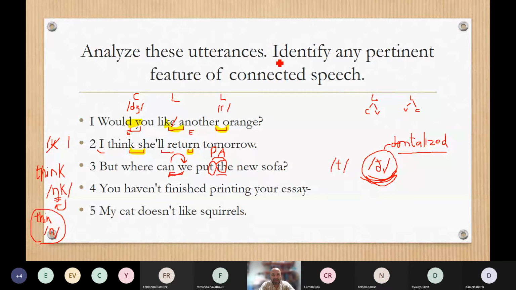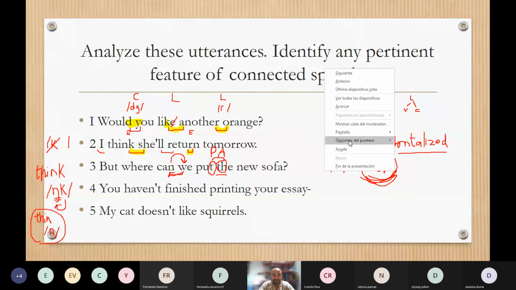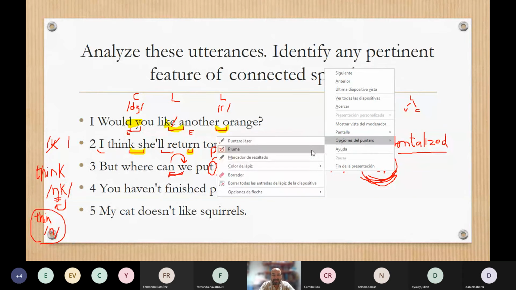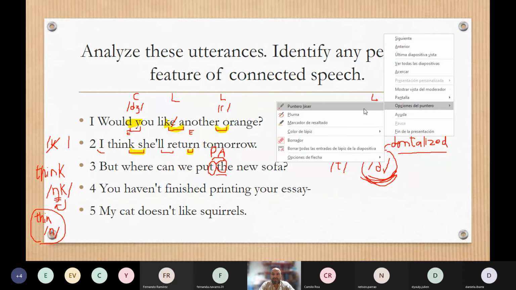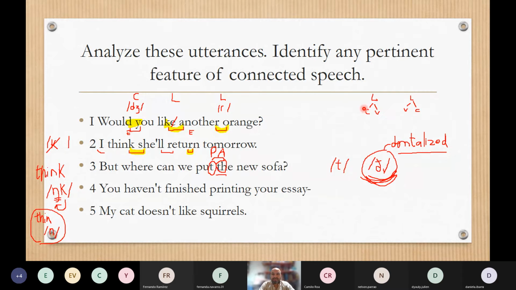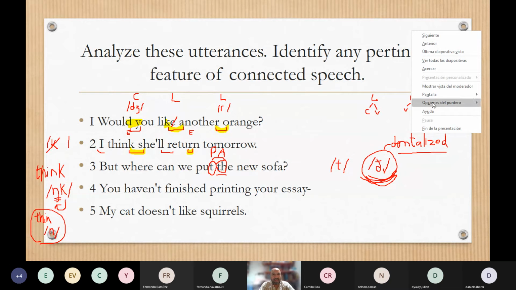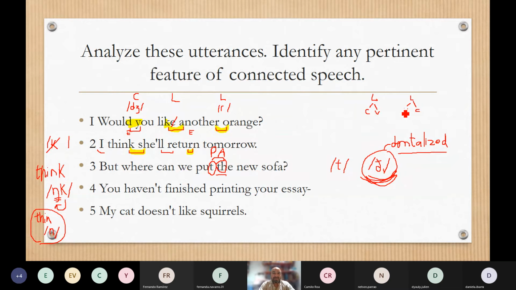So probably there's a regressive assimilation. What do you think? Again, I'm not trying to convince you. I want you to understand the process and make your own decisions, right? Because sometimes, depending on the speaker, we may have elision, but depending on the speaker, we may also have assimilation, right? So we may have here some sort of regressive assimilation.